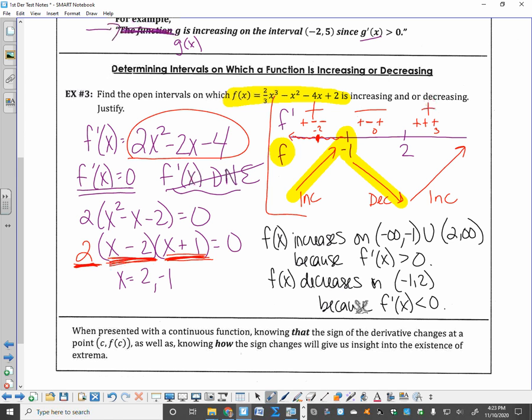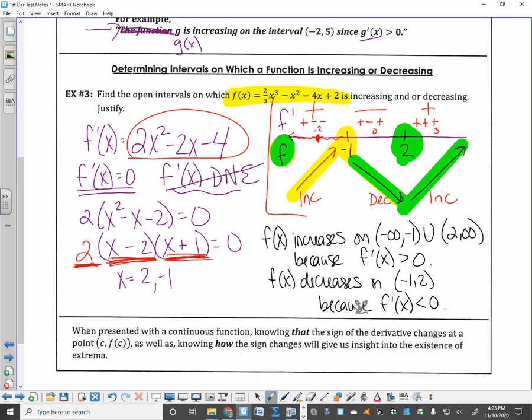Okay, now this decreases and then increases. So what happens to f at 2? Well, that's a min. No. I'm so sorry, I said that wrong. That is not a min. That is where a min happens.